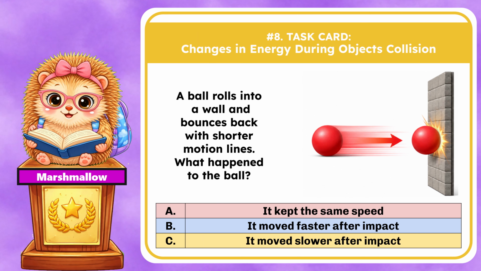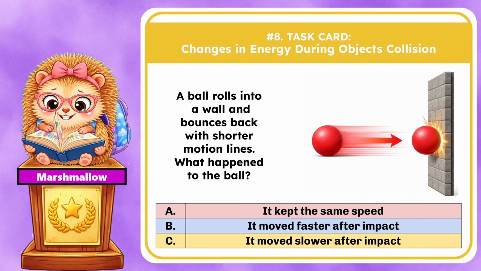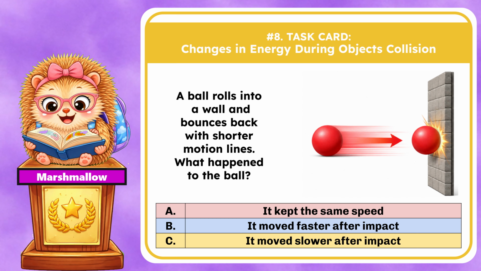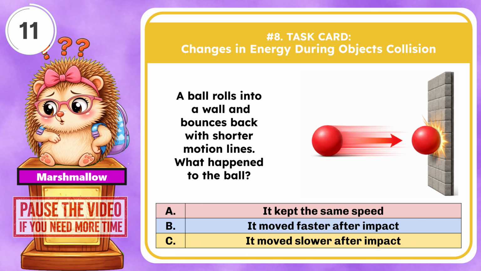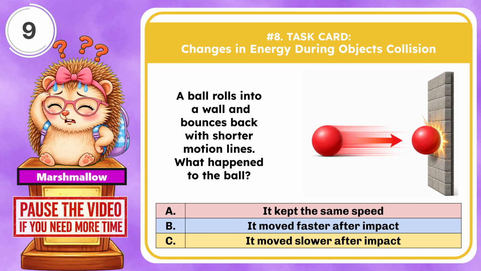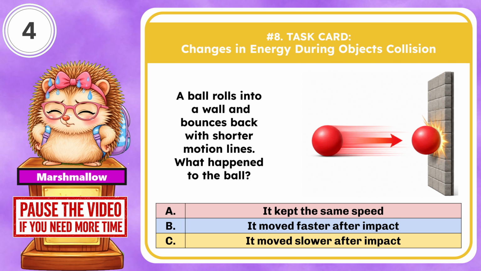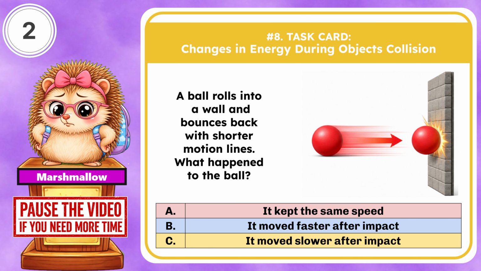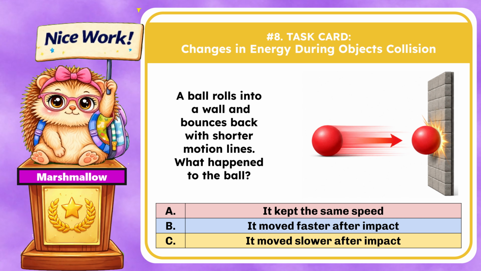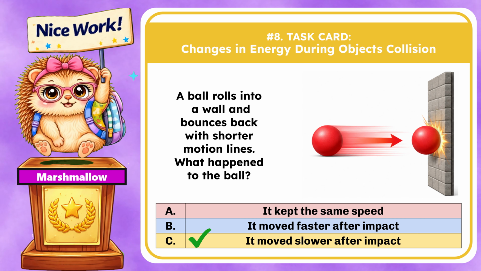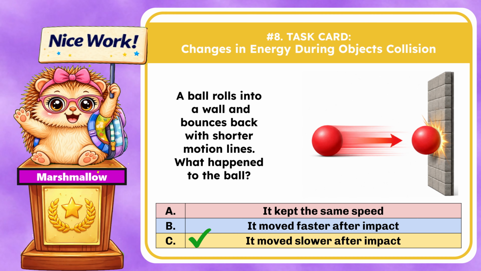A ball rolls into a wall and bounces back with shorter motion lines. What happened to the ball? And the correct answer is letter C. It moved slower after impact.